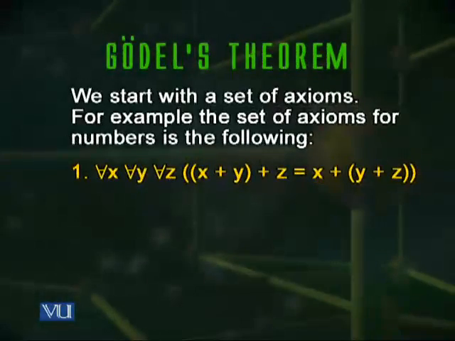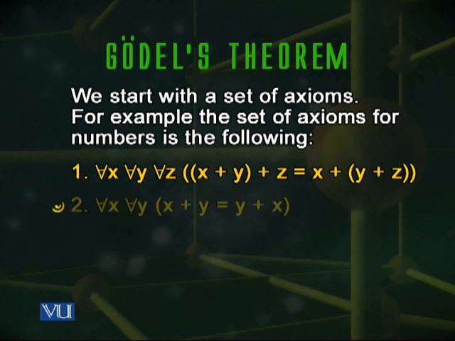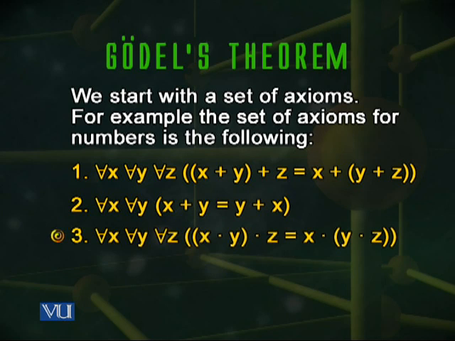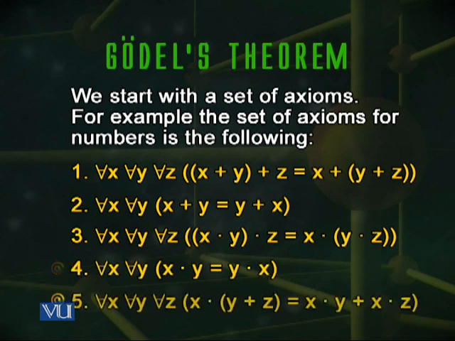The first statement says that for all x, y, and z, (x + y) + z is the same as x + (y + z). This means that addition is associative. The second statement says that addition is commutative. The third statement says that multiplication is associative. The fourth statement says that multiplication commutes. The fifth statement actually says that multiplication distributes over addition. That is called the distributive law.